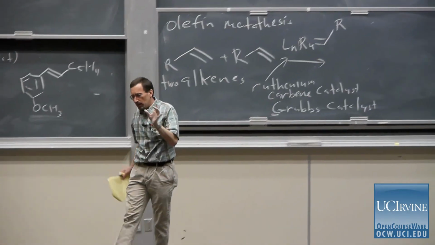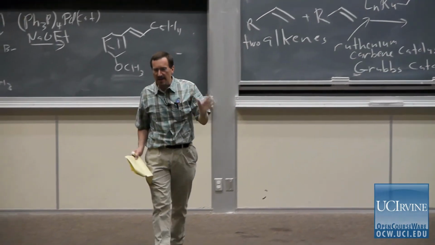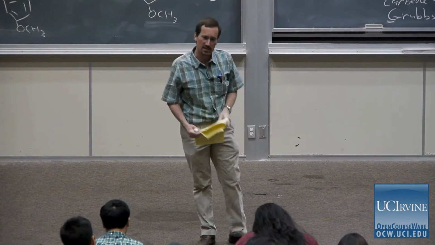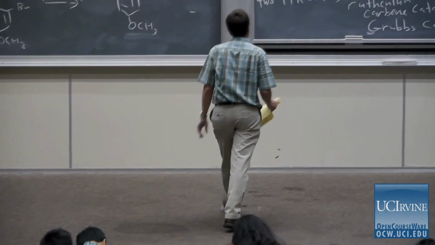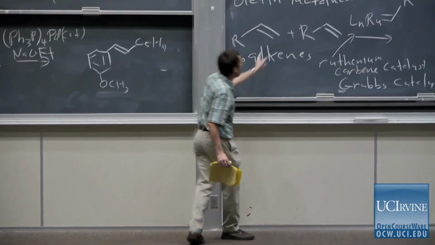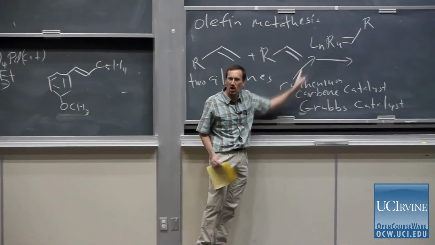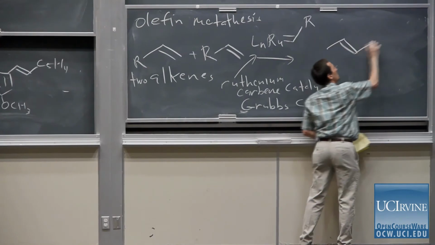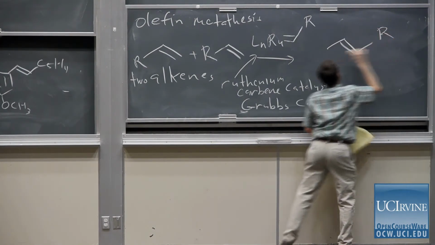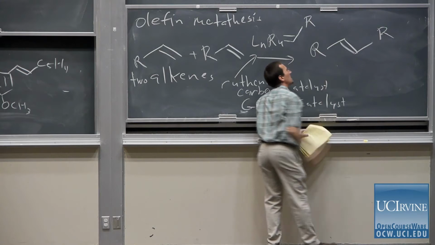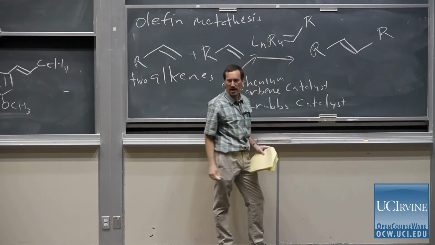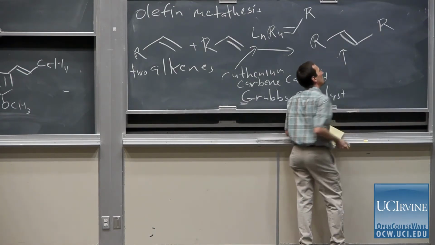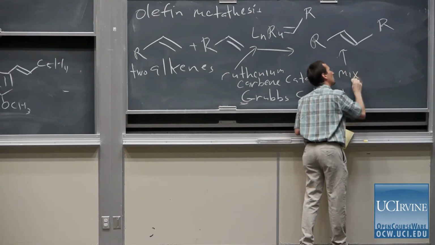And what this metal does is it participates in a very amazing partner swapping dance. And in this partner swapping dance, the metal swaps partners with the alkenyl groups, and ultimately the alkenyl groups swap partners with each other. And again, writing this in a generic fashion, there are various variations on it. We get a new alkene, generally as a mixture of cis and trans isomers.